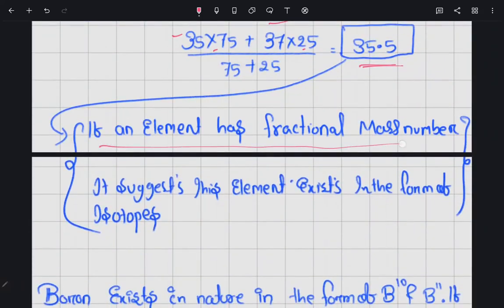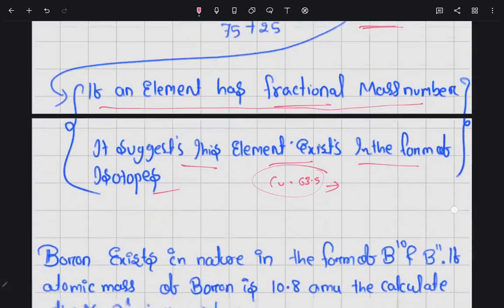If an element has a fractional mass number, it suggests this element exists in the form of isotopes. I hope I am clear. Anytime you say copper is 63.5, sir, why is it 63.5? Because it has a few isotopes whose mixture has a mass of 63.5. So whenever an element's atomic mass is fractional, you need to understand that it exists in the form of isotopes. Very fine, I have brought numericals regarding this topic. Let us see.